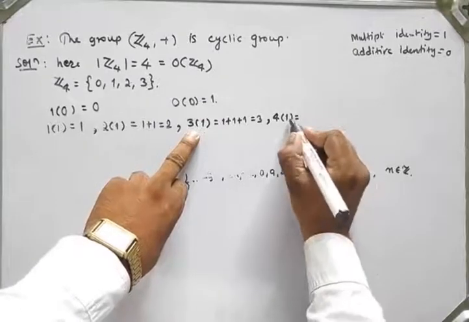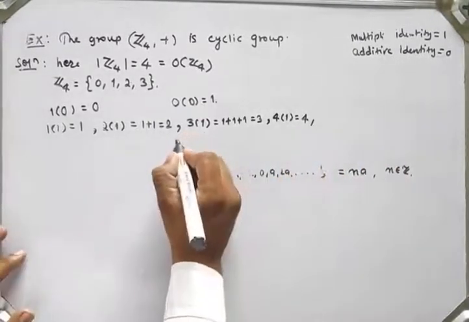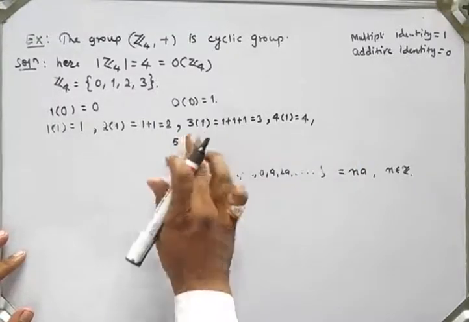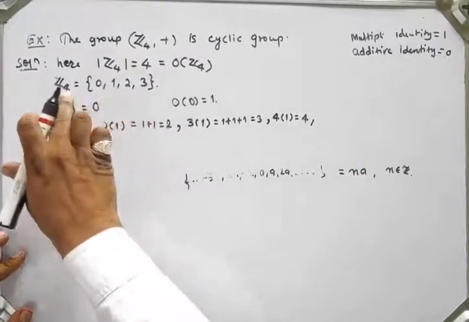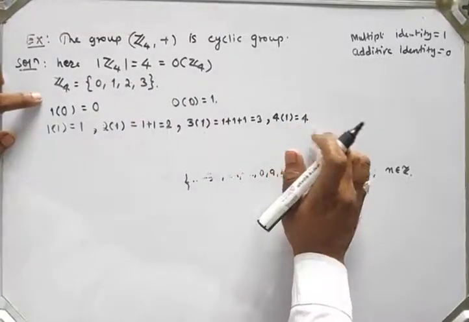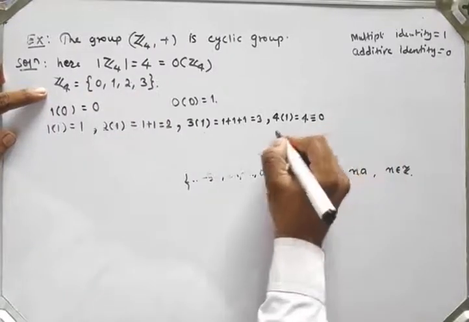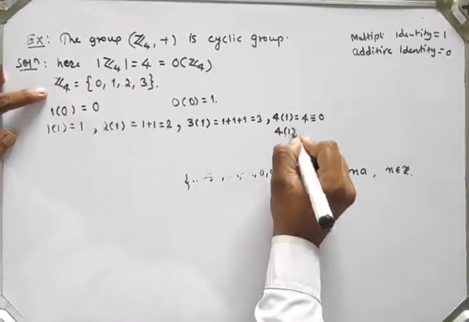4 into 1 means addition of 1, 4 times, which is again 4. Next, with the modulo operation in Z4, 4 into 1 is equal to 4, and 4 modulo 4 is congruent to 0. So here 4 into 1 is equal to 0.